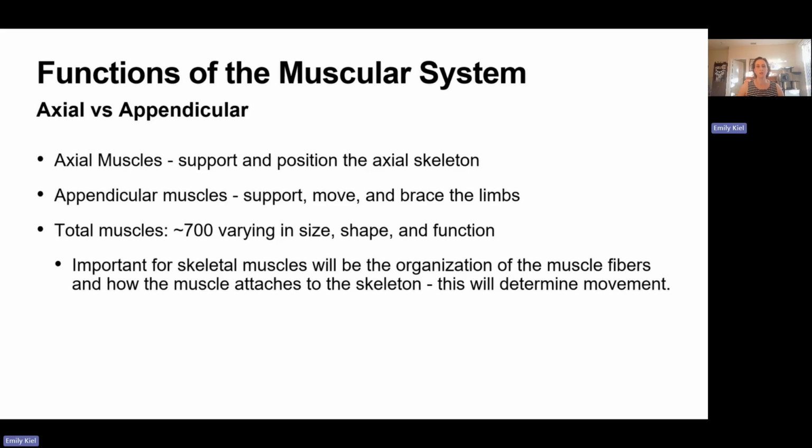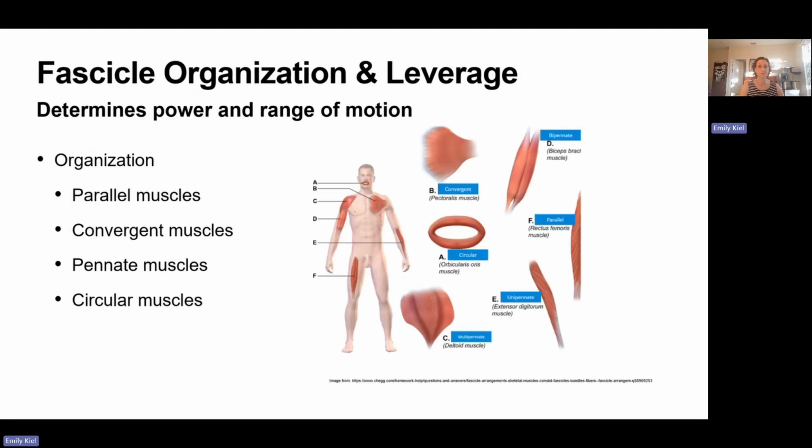And we're going to want to know for skeletal muscles, how are the fibers arranged and how do they attach to the skeleton? Because once we know those things, we can determine what pattern of movement they provide for us. And then that helps us clinically if there is pain on a certain movement, that will help point us to which muscles they could be that might be diseased. So here is an image of that fascicle organization and leverage. And so the organization is going to determine not only the power, but also the range of motion.